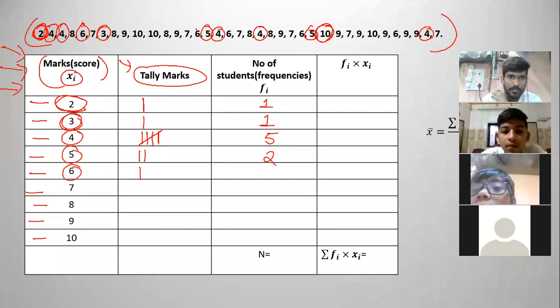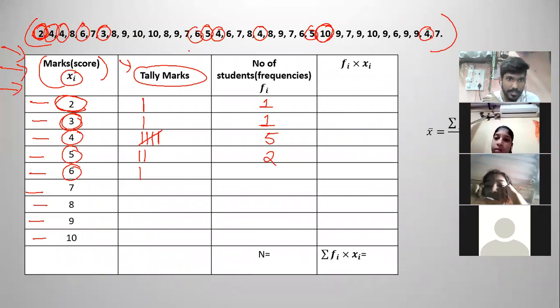There are 5s and 6s, but you go in order. Okay, go in order. So this 6, again a line here. Again this 6, put a line here. Then here also 6. Now this is the 4th line. The 5th one will be like this. So this is a set of 5.